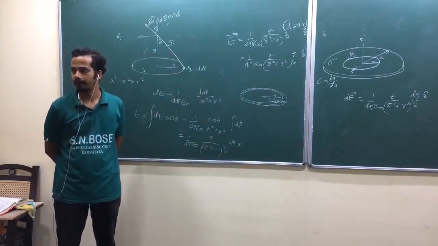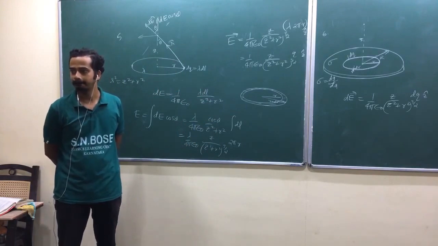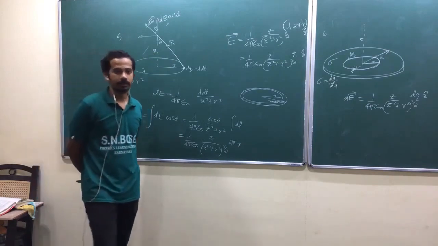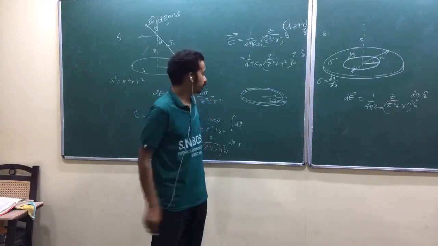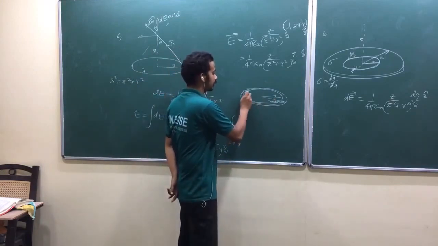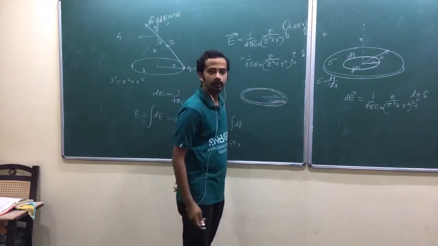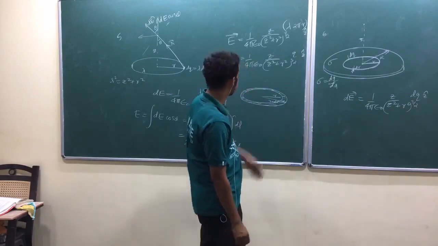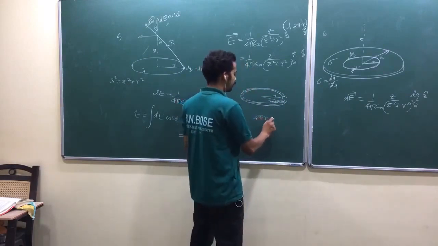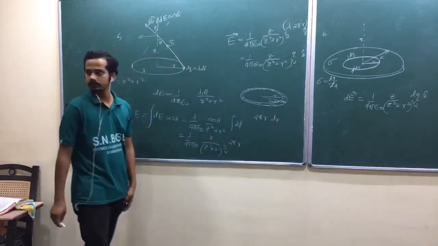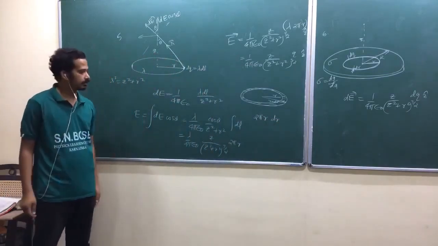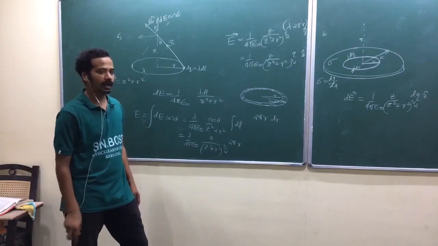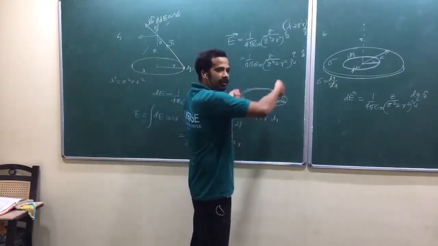Why are you saying pi r square? No, not total area. I'm talking about the area of the ring. Why are you subtracting? Why can't you do 2 pi r into dr? Whatever you said, you will get the same answer. 2 pi r into dr. Am I right? 2 pi r is the circumference, extended in all directions.